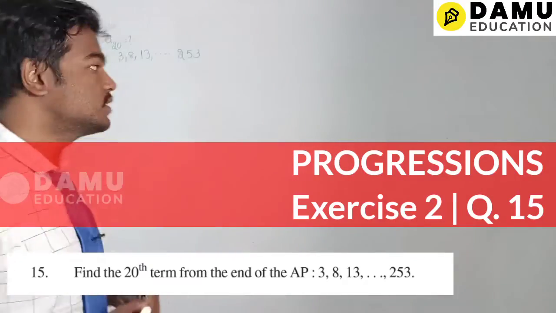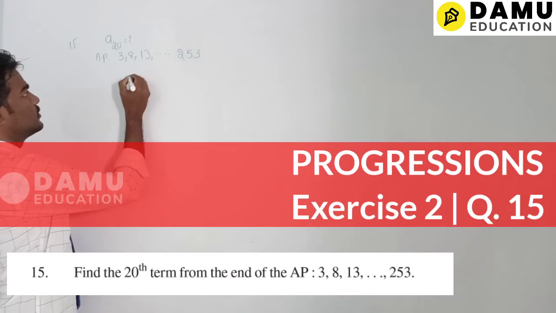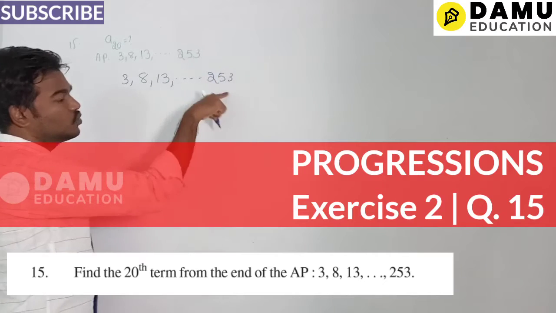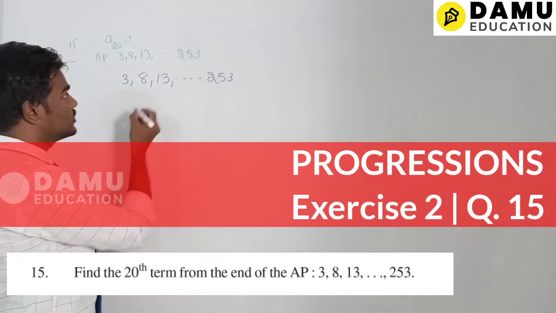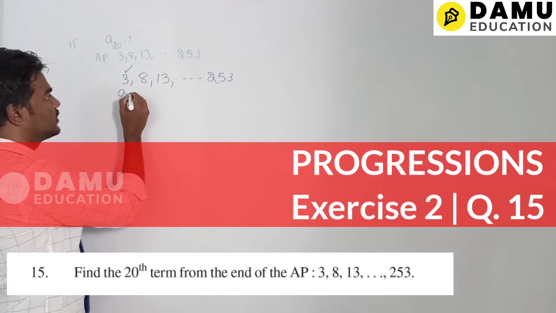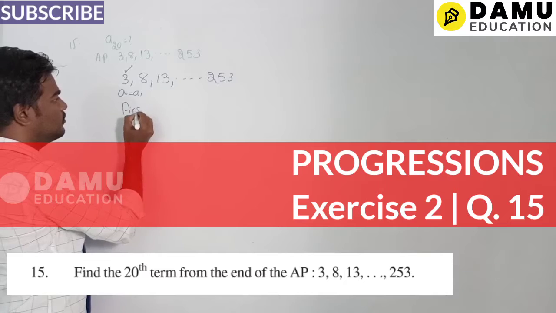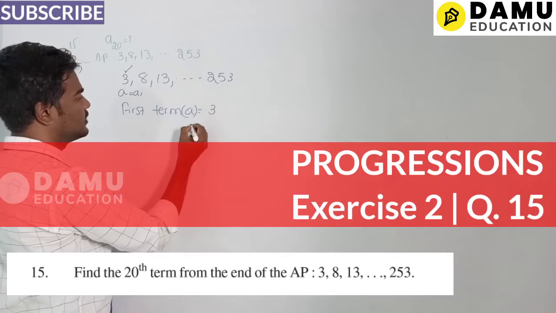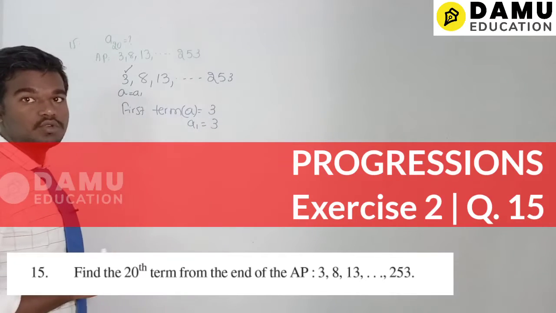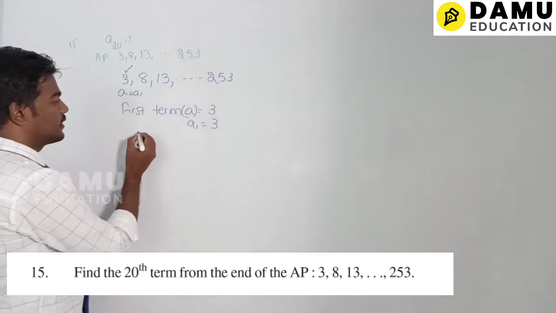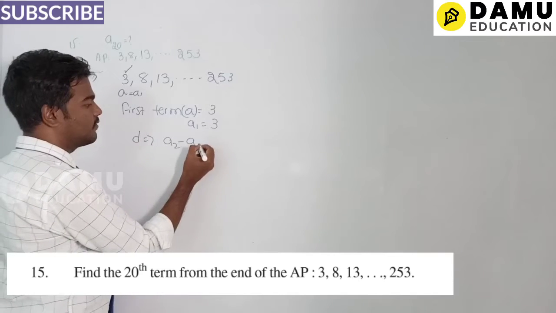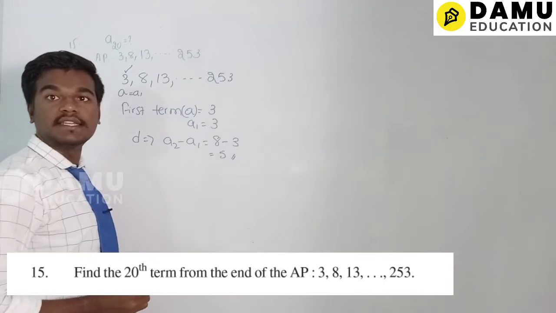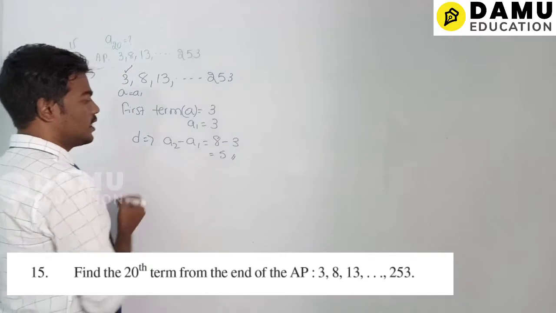First, let's take the first term. The series is 3, 8, 13 and so on up to 253. So the nth term, that is the last term, is 253, and the first term is 3. So the first term a will be equal to 3, that is a1 equals 3, whatever, a equals a1. Next, what is the common difference? The common difference is a2 minus a1. So a2 is 8 minus a1 which is 3, so we get 8 minus 3 equal to 5. So this is the common difference.